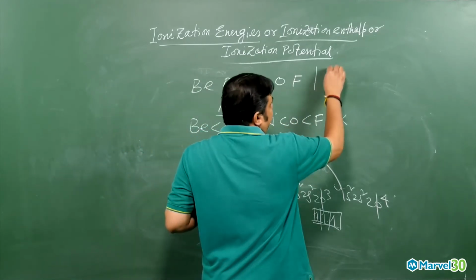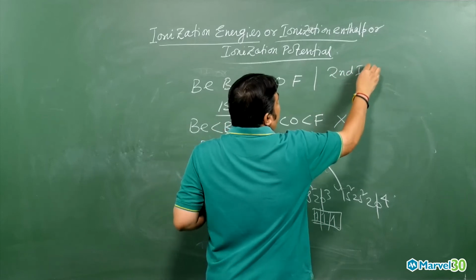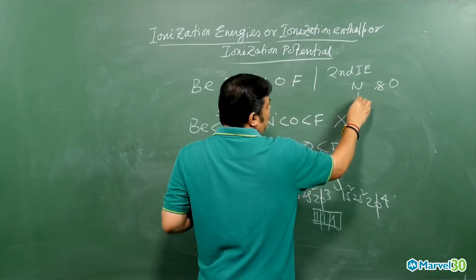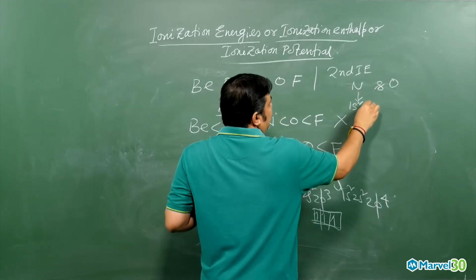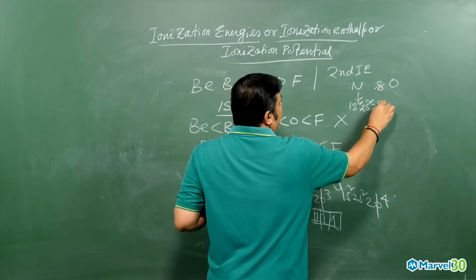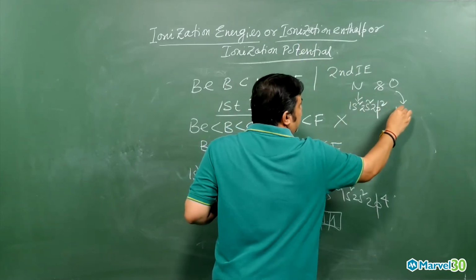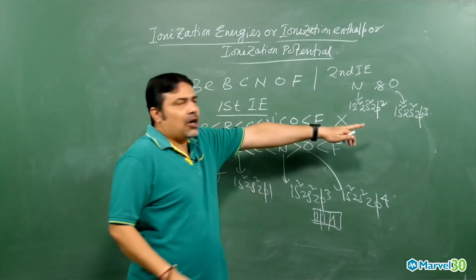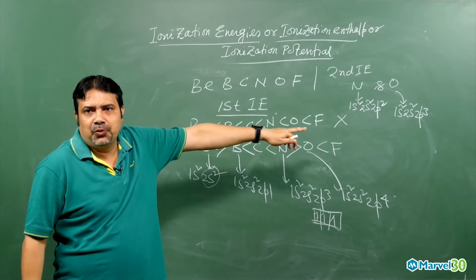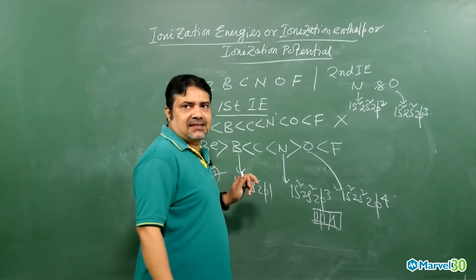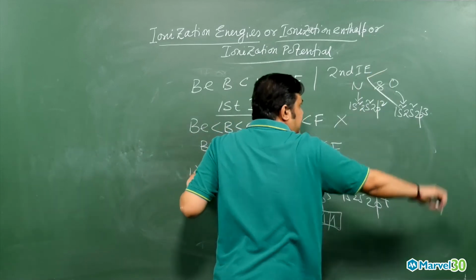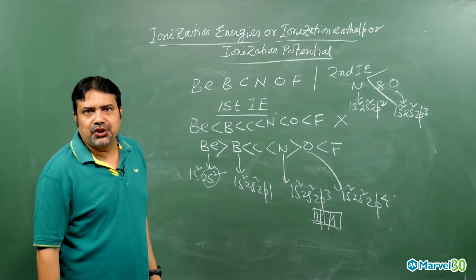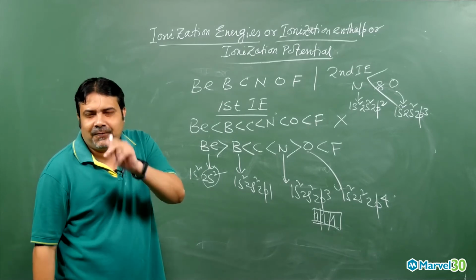For the second ionization energy, if I consider nitrogen and oxygen, after removing the first electron, the nitrogen electronic configuration is 1s2, 2s2, 2p2, whereas oxygen, after removing one electron, is 1s2, 2s2, 2p3. Now oxygen is a half-filled configuration after removing the first electron. That is why, as far as second ionization energy is concerned, oxygen will be greater than nitrogen, whereas for first ionization energy, nitrogen is greater than oxygen because of the half-filled configuration.